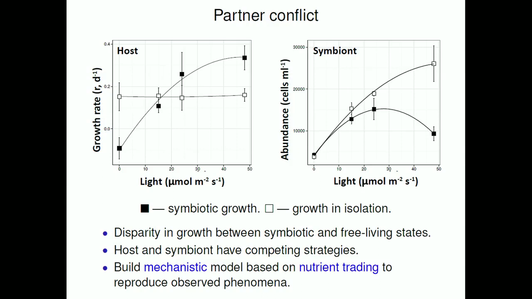Contrast this to the symbionts. So the white squares, where they're just growing by themselves, the more light, the more photosynthesis, the more algae. But if they are symbiotic, then there comes a point where symbionts start to do less well. And this is because we surmise that for the same net gain of carbon, you need fewer symbionts. And so it makes sense for the host to get rid of some, because then the nitrogen that it would be giving to its symbionts, it can use for itself. And so we have these competing strategies.